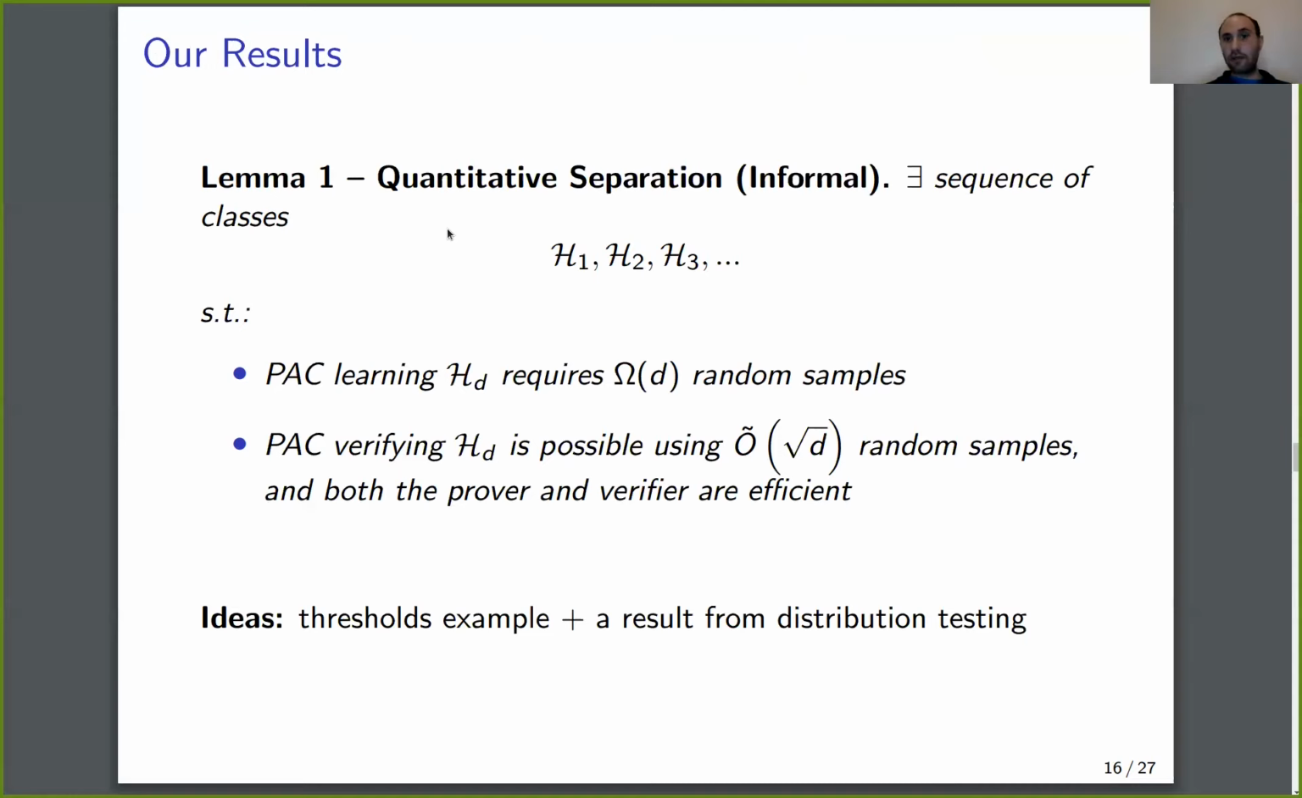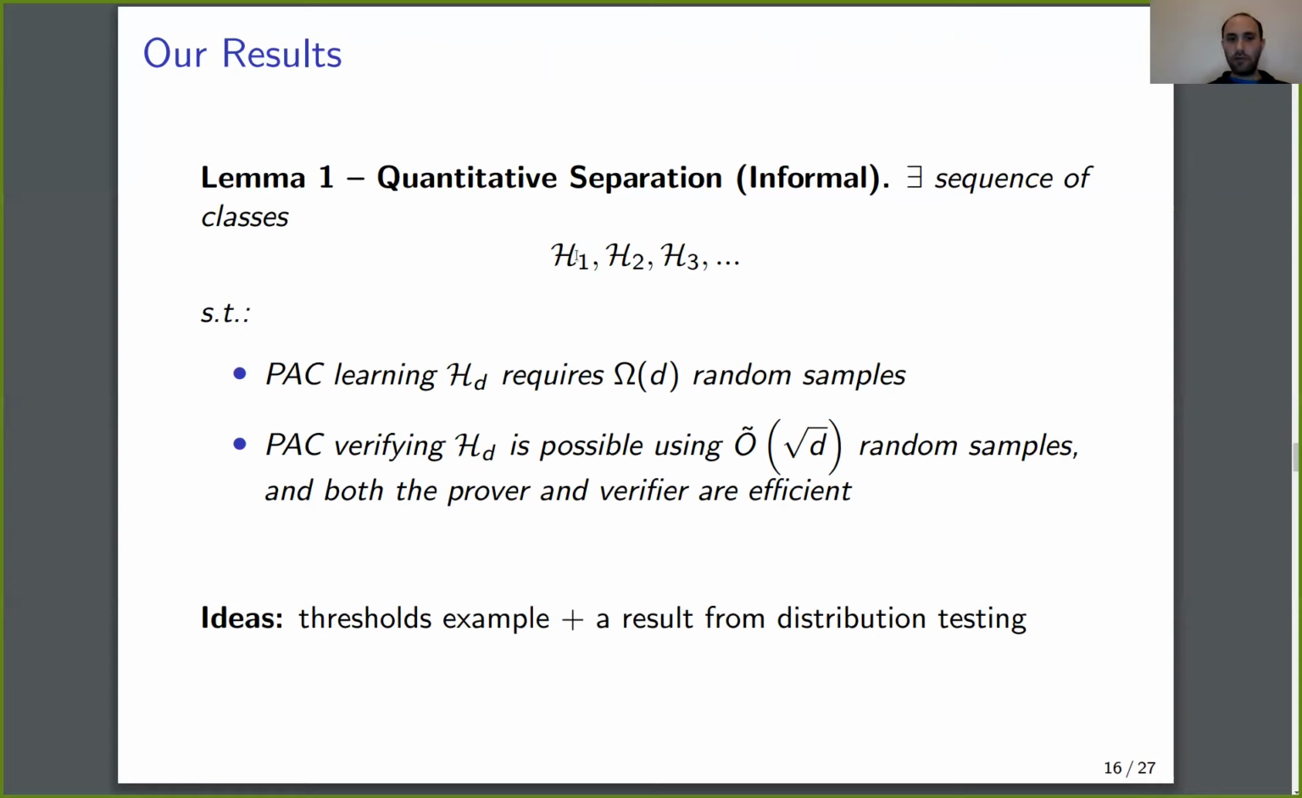It says there exists some sequence of classes, H1, H2, H3, and so on, such that PAC learning the class HD requires at least order D random samples. On the other hand, PAC verifying the class HD is possible using order square root of D random samples. And furthermore, both the prover and the verifier are efficient, they run in time polynomial in the number of samples and so on. So this is basically a quantitative separation between learning and verifying.